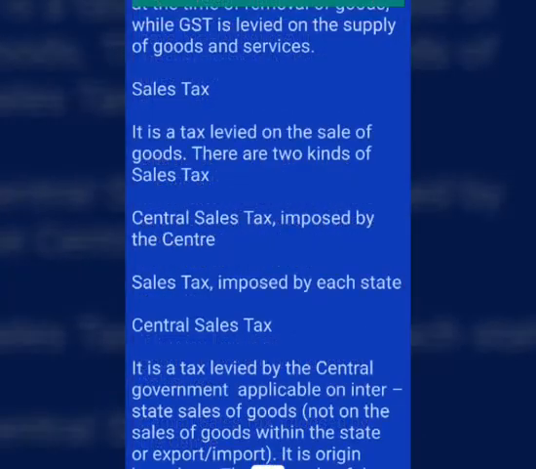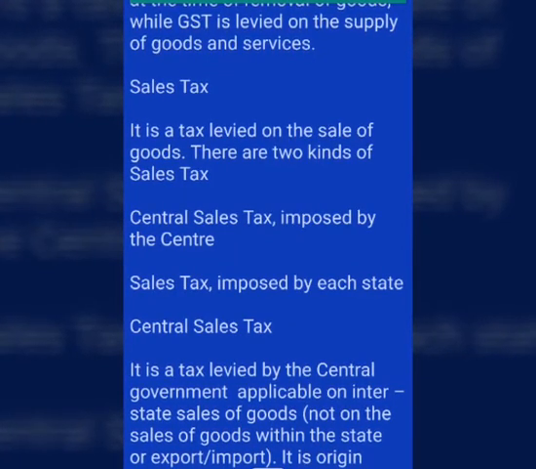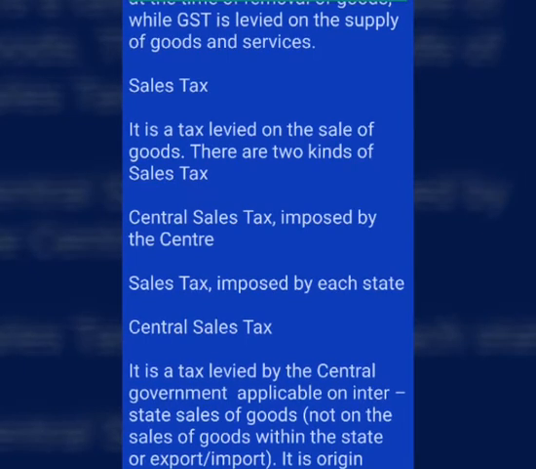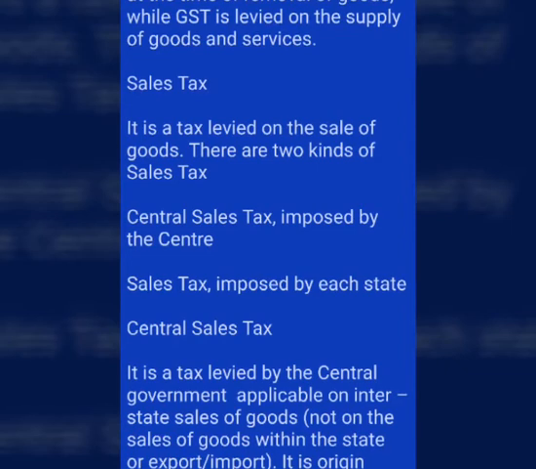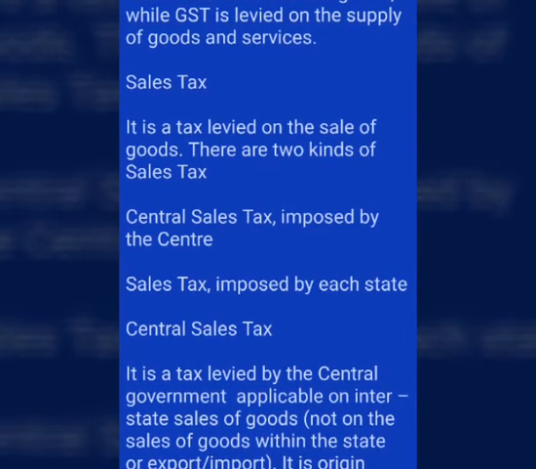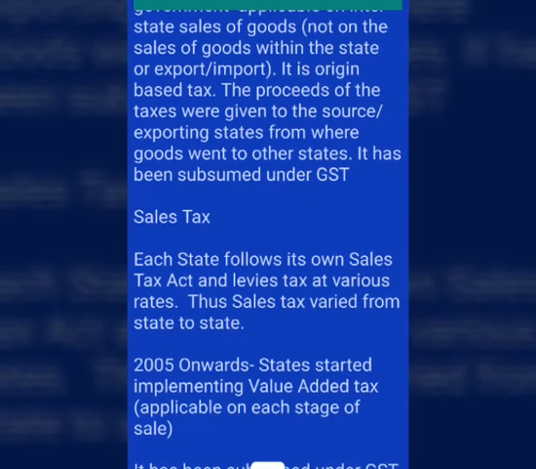GST. It is a destination-based tax on consumption of goods and services. It has come into force since 1 July 2017. It has subsumed various taxes which were earlier levied by center and states. Taxes levied by center which have been subsumed under GST are: Central excise duty.